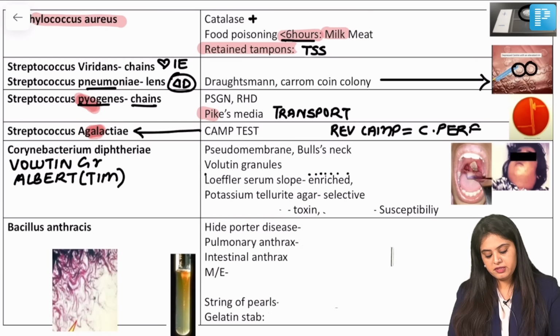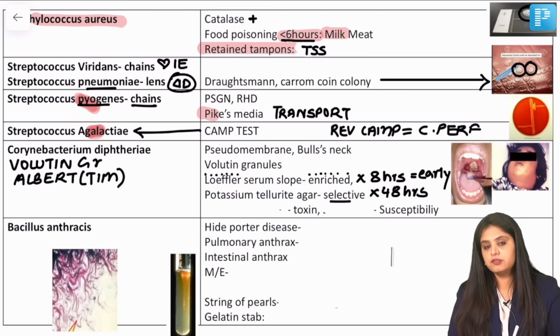Enriched has 8 alphabets, Loeffler also has 8 alphabets, and the time taken for the growth of this bacteria over here is 8 hours. Versus with selective potassium tellurite agar, the time taken is going to be 48 hours. So if they want early diagnosis of the disease, I will use Loeffler serum slope. If they want the best diagnosis of the disease, I will use potassium tellurite agar.